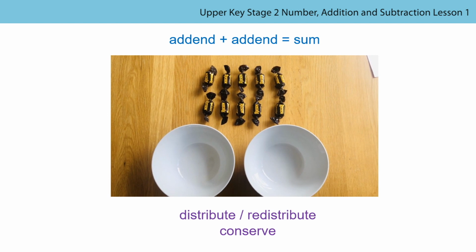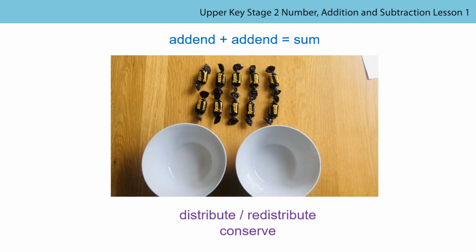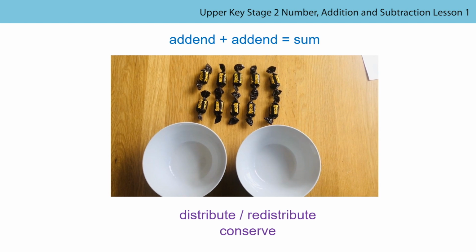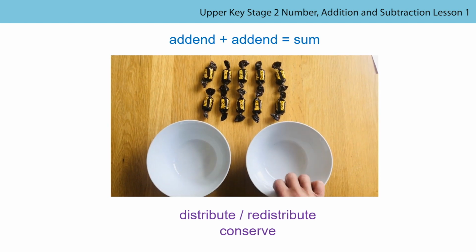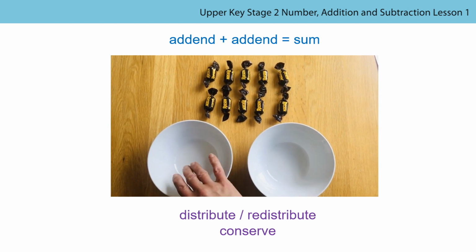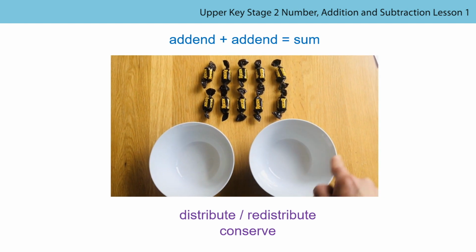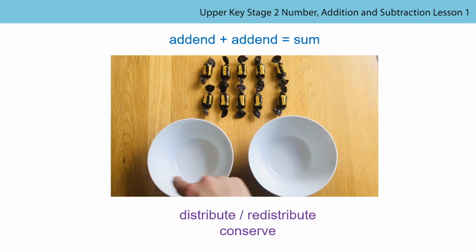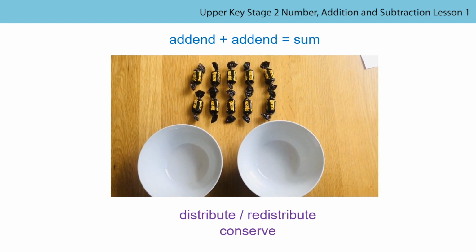So as you can see, I have got 10 sweets here. That is my total, that is my sum, and I'm going to distribute them into my 2 bowls. And my bowls represent addends. Here's one addend, here's another addend, and when I add my 2 addends together, it's going to equal my sum. But watch what I do here.